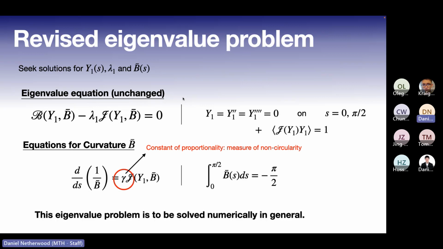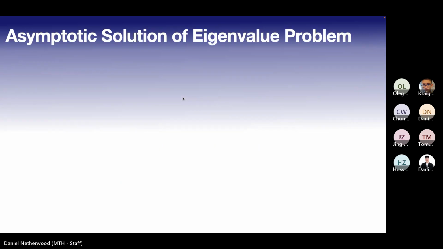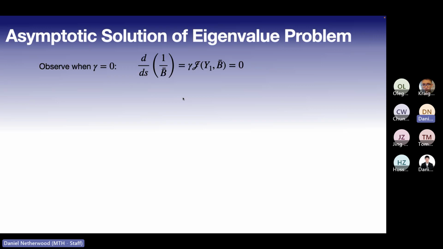And again, as you might have expected, this eigenvalue problem is to be solved numerically in general. So whilst we're trying to generate an analytical solution to the problem, the actual boundary by which these deformations will take place will be numerically obtained. So whilst we are looking for numerical solutions, it is possible to make some analytical progress using asymptotics.